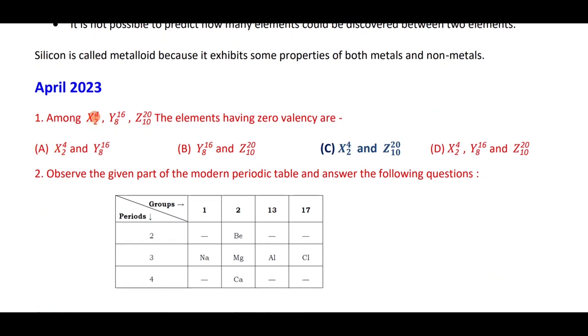There are 3 elements with atomic numbers 2, 8, 10. The elements having zero valency are X and Z because their outermost shells are completely filled.